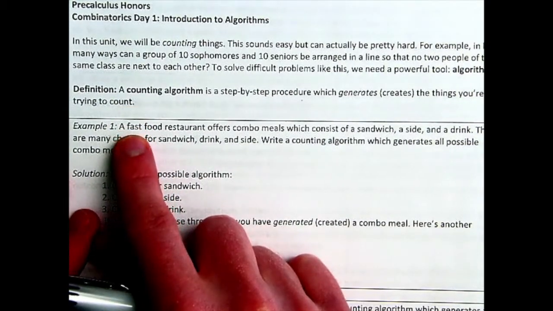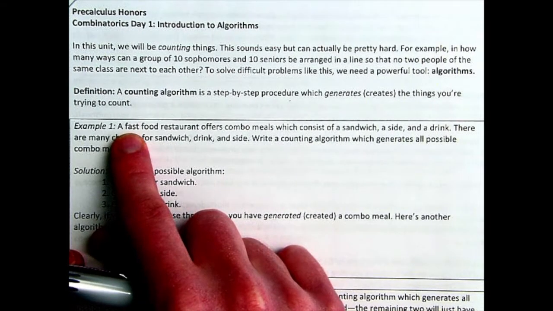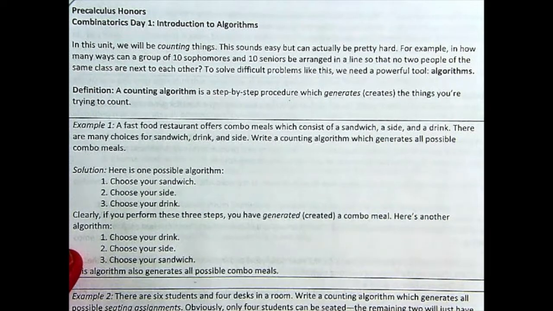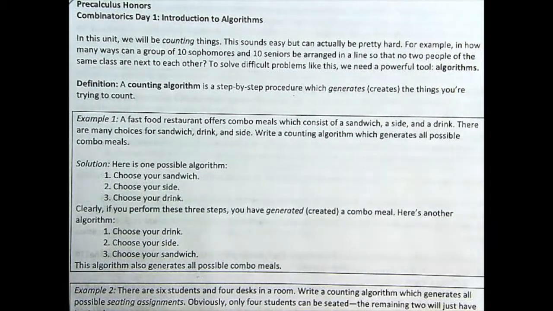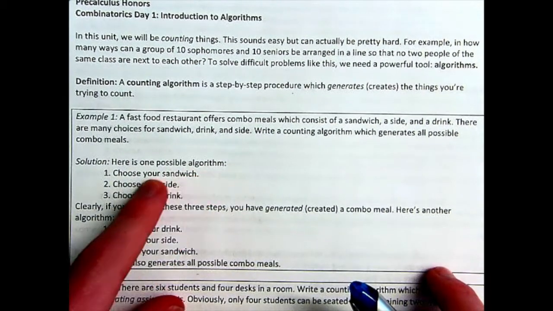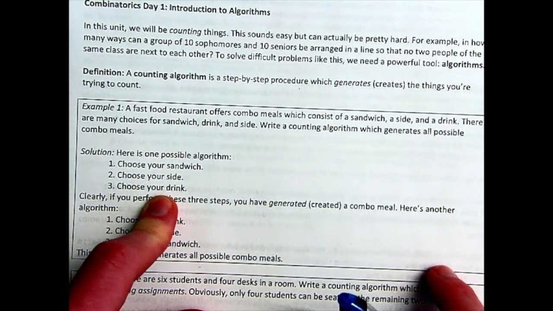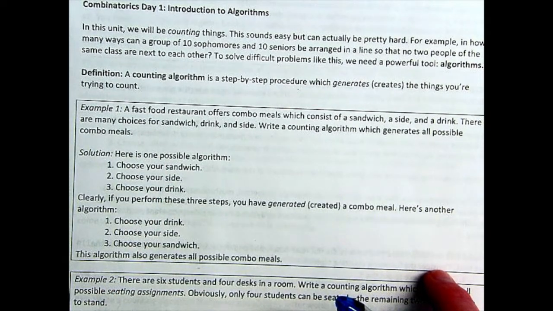Example 1. A fast food restaurant offers combo meals which consist of a sandwich, a side, and a drink. There are many choices for sandwich, drink, and side. Write a counting algorithm which generates all possible combo meals. So what that means is I want a step-by-step procedure which, if followed, would create every conceivable combo meal. So here's one possible algorithm. Step 1, choose your sandwich. Step 2, choose your side. Step 3, choose your drink. If you make those 3 choices, you have definitely specified a combo meal.